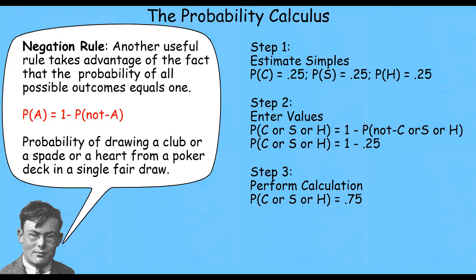Now you can use the disjunction rule, exclusive disjunction rule, restricted disjunction rule rather, to get that same number by adding each of these up. But when a problem starts to get complex, you can consider using the negation rule as a way of simplifying how you calculate the outcome.